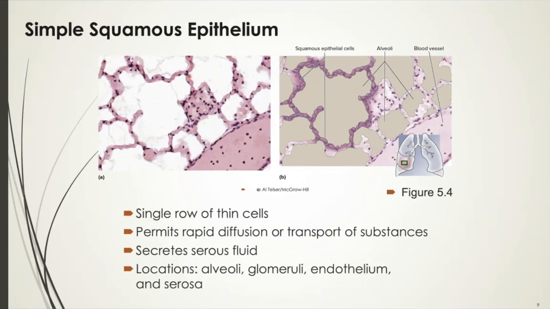So what you're seeing here: cell, cell, cell, cell, cell, cell, cell. A single row of cells that is basically lining the alveoli. And you can see it here where it's written out. And the alveoli are those sacs that are being produced by those simple squamous epithelial cells. And remember, individually, they're epithelial cells, but all together, collectively, they are epithelial tissue, okay?